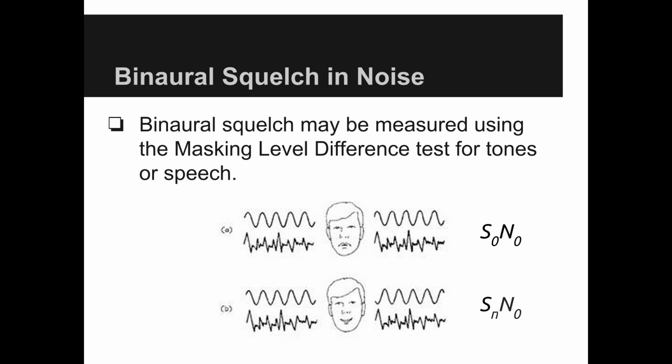This test can be performed using spondees as well. However, the magnitude of the effect is much smaller. For normal hearing, we're talking about probably about 5 dB. So when this test is performed clinically, it's usually done for 500 hertz pure tone.